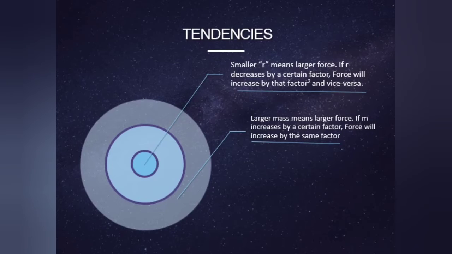So here's the tendencies that we have. A smaller R is going to mean a larger force, meaning that it's inversely proportional. So if R decreases by a certain factor, let's say it decreases by a factor of 2, force will increase by that factor squared. So if R decreases by a factor of 2, then force will increase by a factor of 4. If R increases by a factor of 3, force will decrease by a factor of 9, so on and so forth.